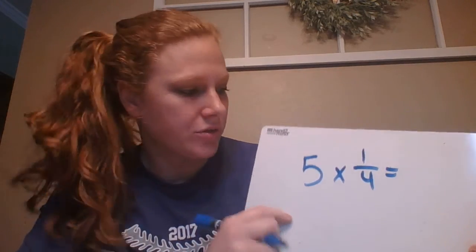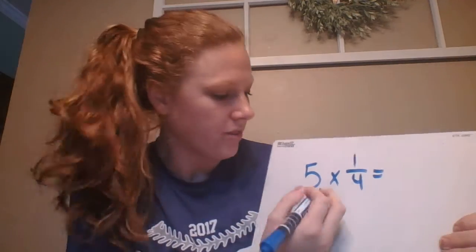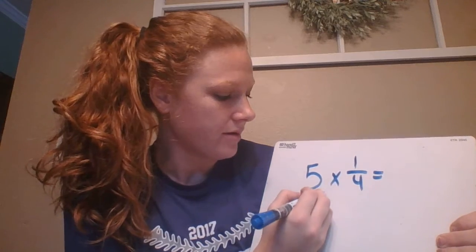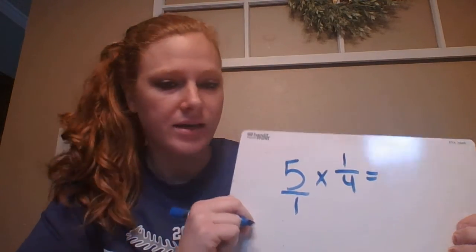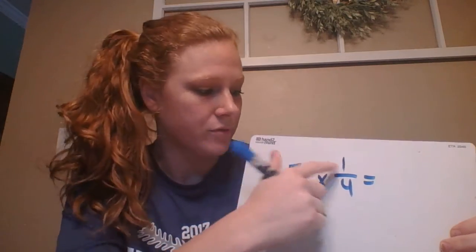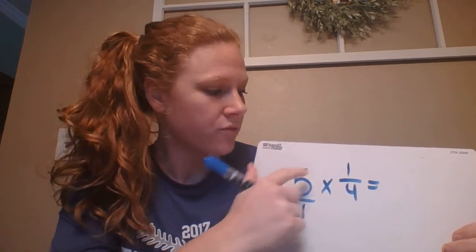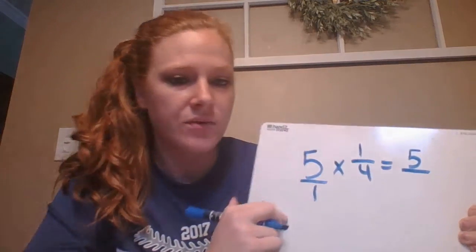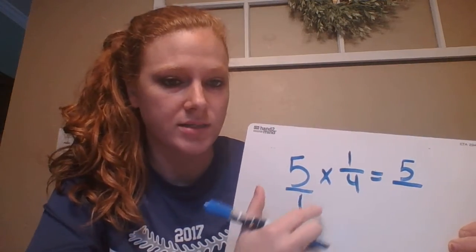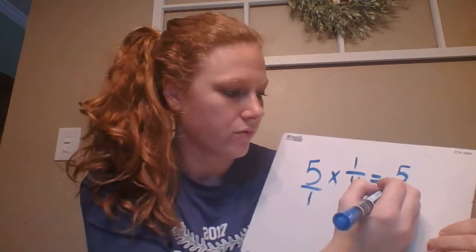The first thing that we do is we take the whole number, the 5, we put a line under it and a 1 to make it a fraction. Next, we're going to multiply our 2 top numbers, or our 2 numerators. So 5 times 1, which is 5. And then we multiply our 2 denominators, 1 times 4, which is 4.